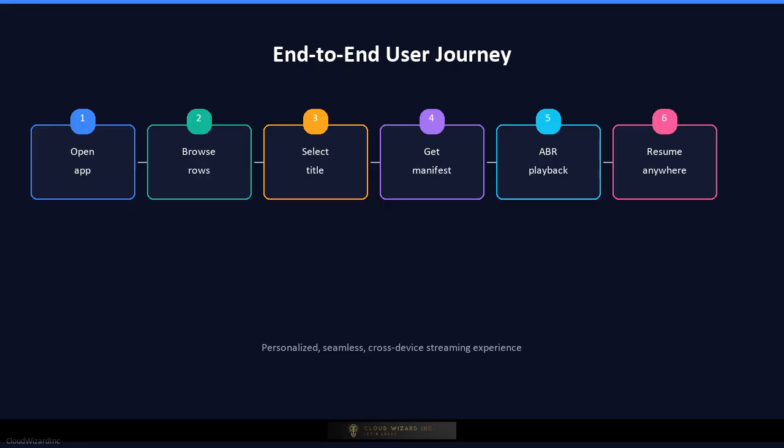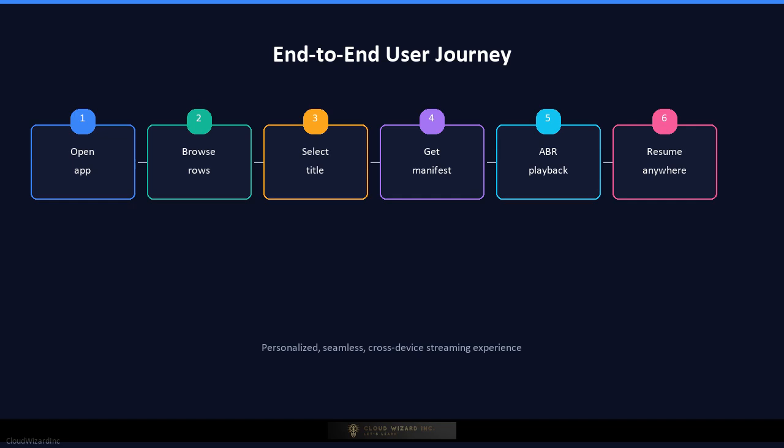Let's trace the end-to-end user journey. A user opens the Netflix app on a smart TV. The home screen is populated by the recommendation service, which ranks titles based on her profile, recent watches, and trending content. She selects a new series. The client requests a playback manifest from the playback service, which authenticates the user, checks the subscription, and returns URLs to CDN-hosted segments, along with a DRM license request.